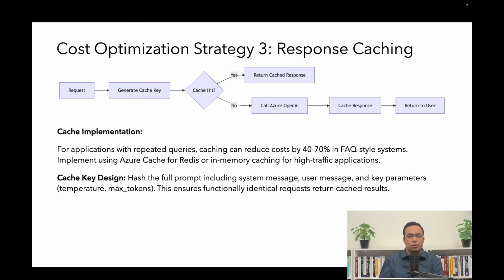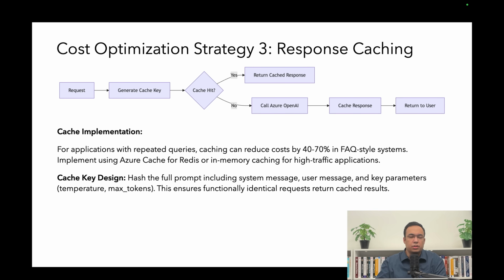The third major cost optimization strategy is response caching, which can have a dramatic impact on certain workload types. For applications with repeated queries, caching can reduce costs substantially, particularly in FAQ style systems where users ask similar questions. The key insight is that if you have already paid to generate a response once, you shouldn't pay to generate the identical response again. The flow works like this.